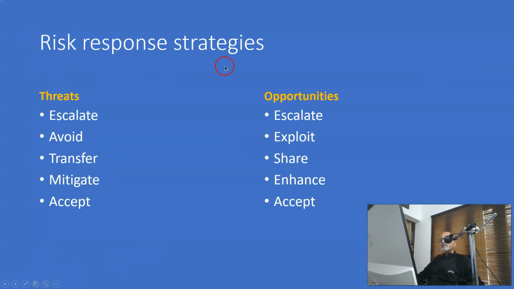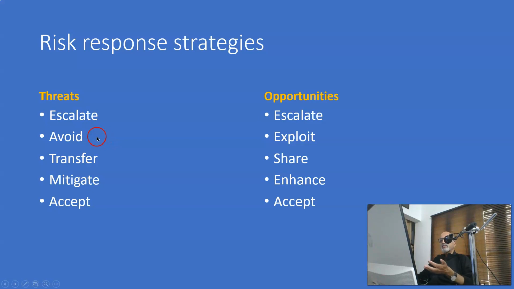Risk response strategies for threats. It can be escalation to the higher levels. It can be avoidance. You avoid that risk. Maybe smoking is bad for your health, don't smoke. Or stepping out is dangerous, don't step out. Or executing a project is really risky, don't do it.